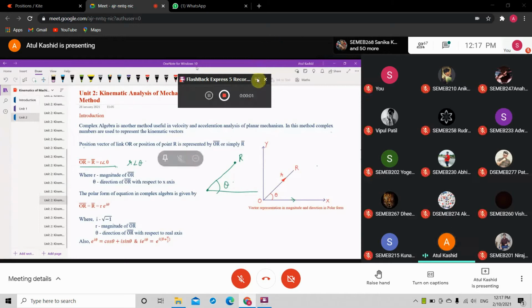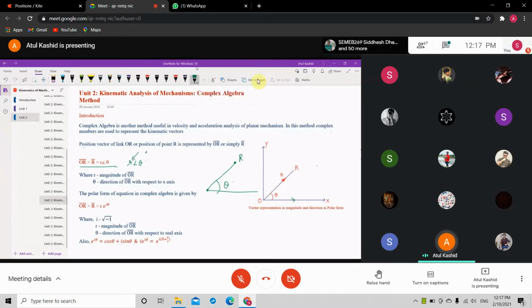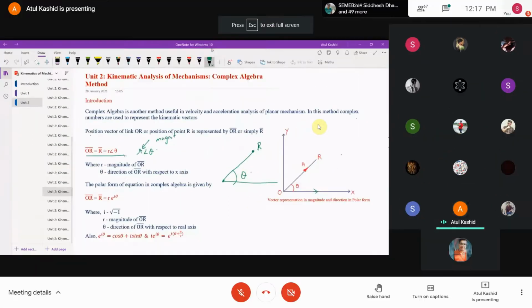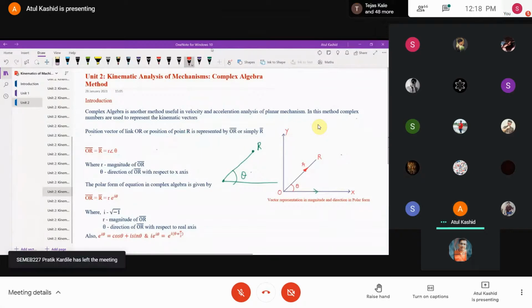Angle theta, where r represents the magnitude of the vector, and theta represents the direction of the vector, right? R is the magnitude of the OR bar, and theta is the direction of the OR bar with respect to the x-axis, right? So this is the representation of the position vector OR bar, or R bar, in the polar coordinate system, right?